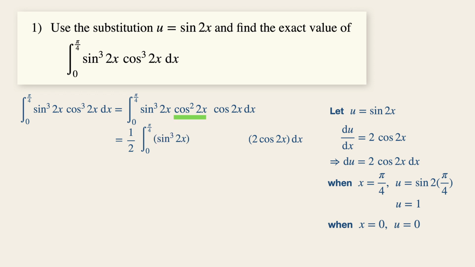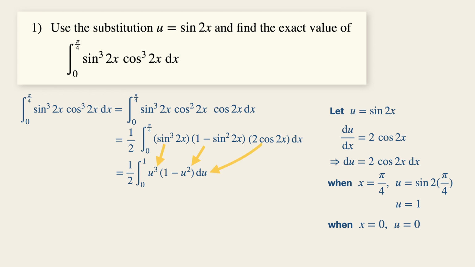Cosine square 2x can then be changed into 1 minus sine square 2x using your identities, and I'm changing this to a sine term because we want to use the substitution u is equal to sine 2x. Now with that, we can then introduce the substitution. All we need to do is to change the limits to 0 to 1, and sine cube 2x gives us u cube, whereas 1 minus sine square 2x gives us 1 minus u squared, and 2 cosine 2x gives us du.